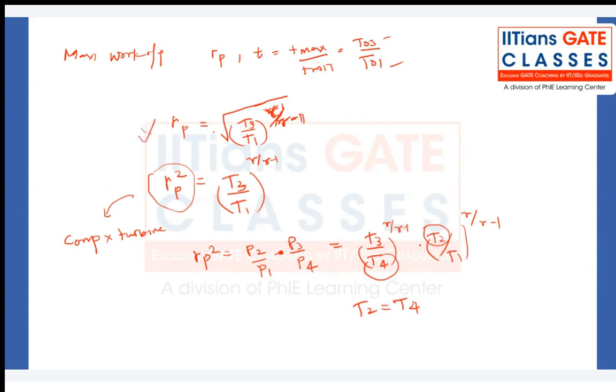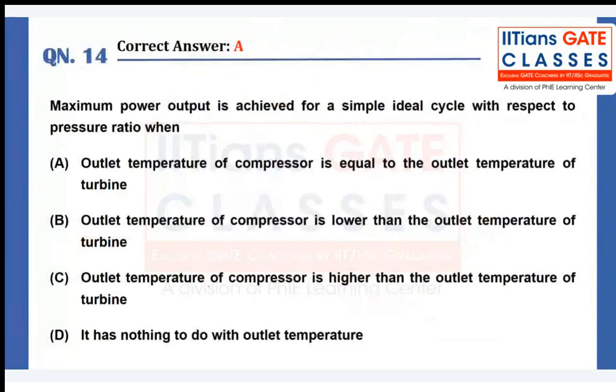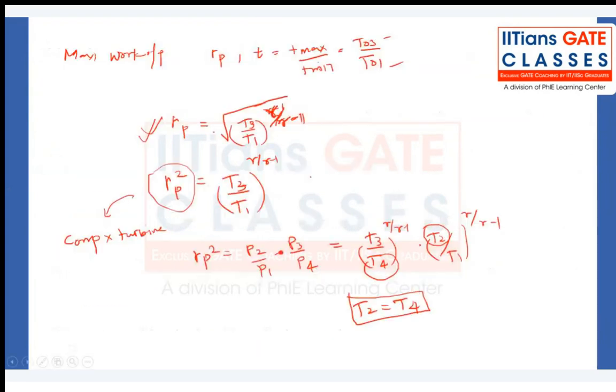In order to hold this relation true, we can see that T2 and T4 should be equal. So this relation comes from this condition actually. T2 is equal to T4. That means the outlet temperature of compressor should be equal to the outlet temperature of the turbine. Option A. This was directly from the theory itself, the concept of maximum power output.